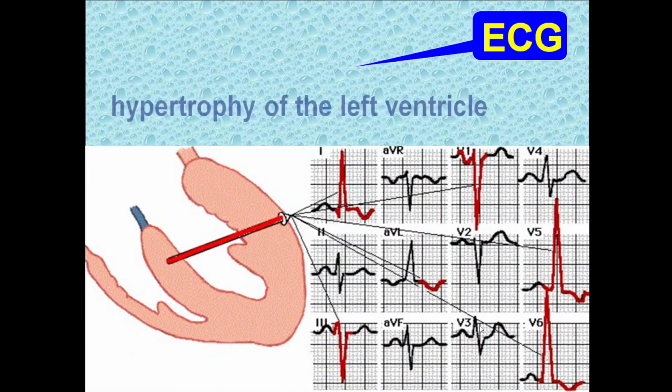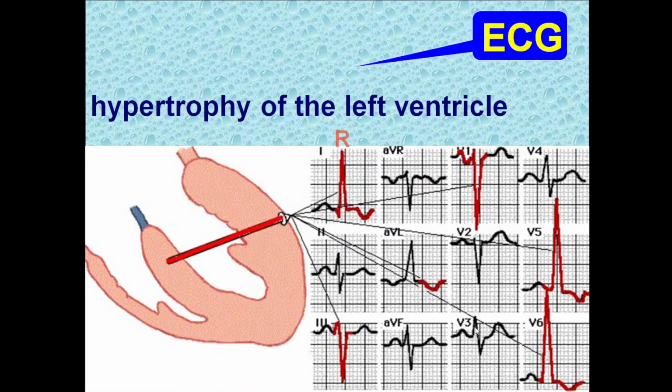On ECG, we'll reveal signs of a hypertrophied left ventricle. The electrical axis deviates to the left. We record a deep S wave and high R wave in the first standard lead, and a high R wave in the 5th and 6th chest leads, which becomes higher than in the 4th, which is characteristic of overloading of the left ventricle. Normally, the highest R wave in chest leads must be recorded in V4.